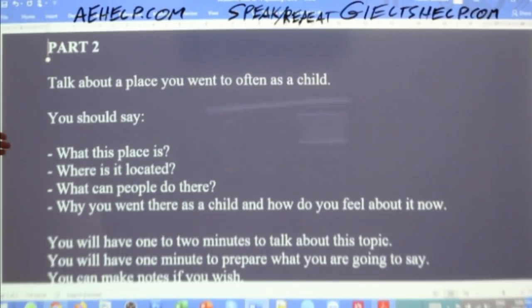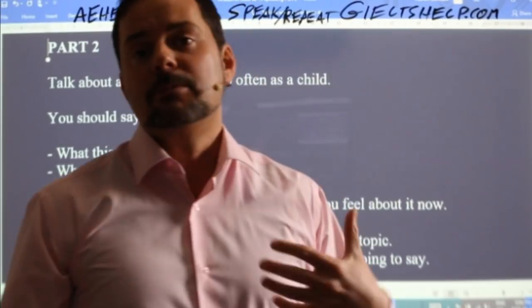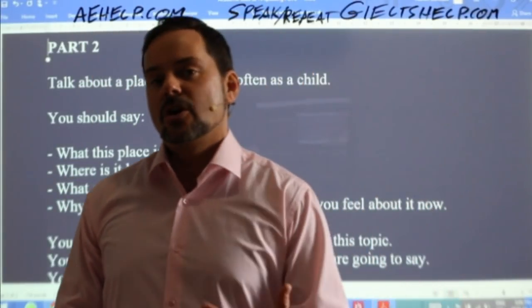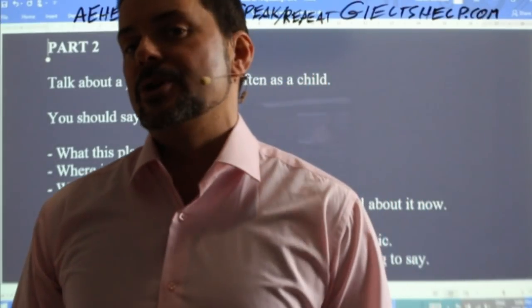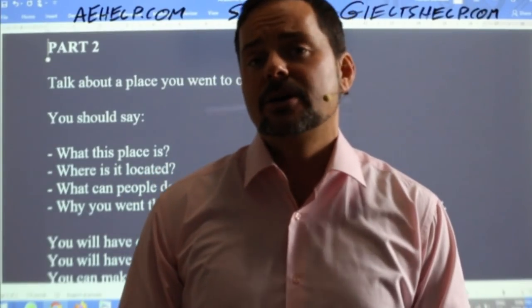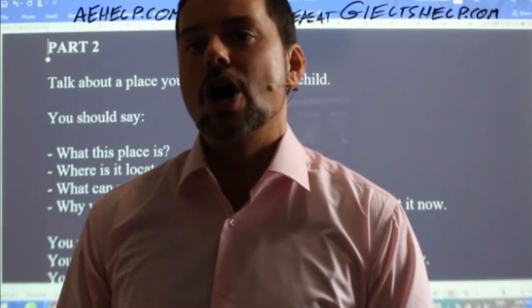Here is our cue card. So cue card comes after part one. You have completed part one in the interview. You're feeling good. You're confident. You're calm. You're speaking in full sentences. And the examiner says that is the end of part one. Now for part two, here's a cue card with some questions on it.